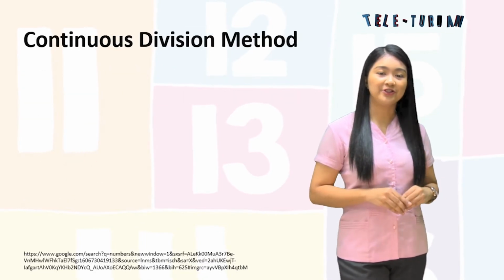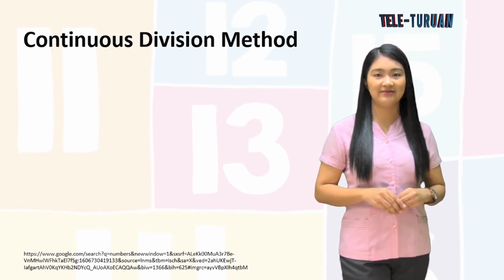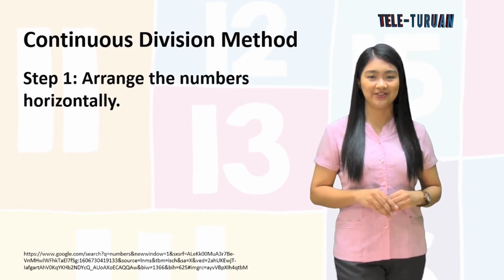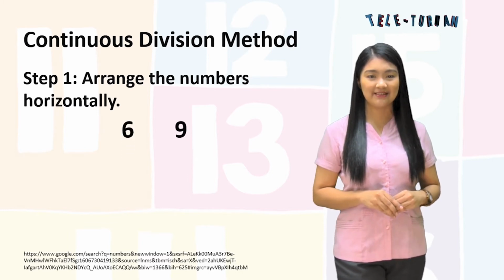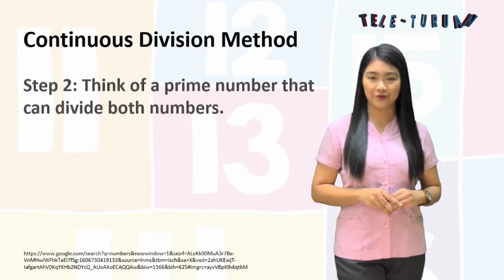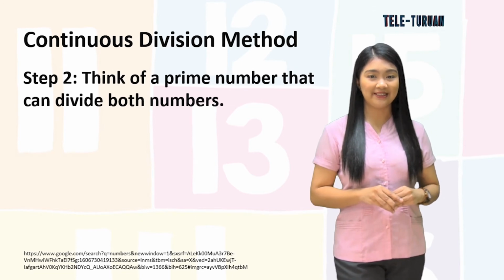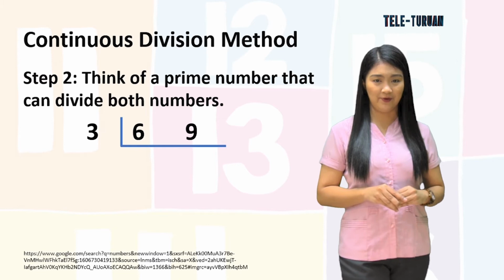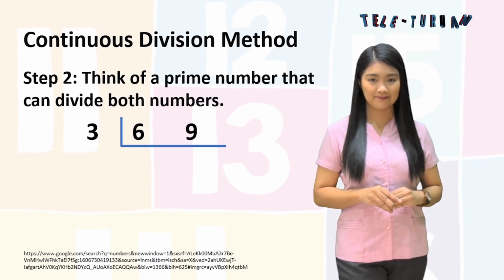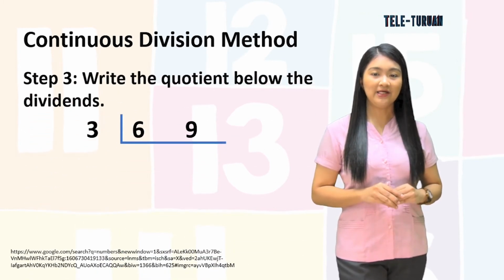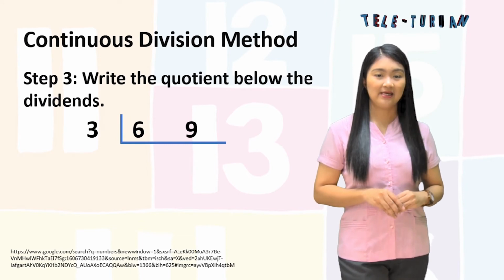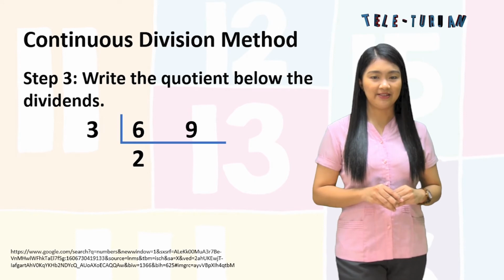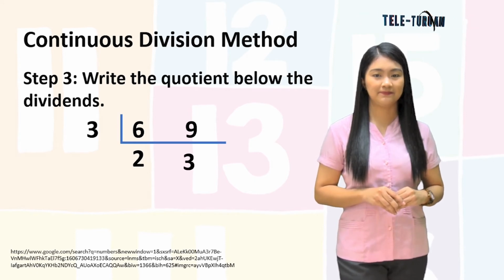The last method for solving this problem is the continuous division. Step 1. Arrange the numbers horizontally. 6, 9. Step 2. Think of a prime number that can divide both numbers. 3 is a prime number that can divide both 6 and 9. Step 3, write the quotient below the dividends. 6 divided by 3 is 2. 9 divided by 3 is 3.